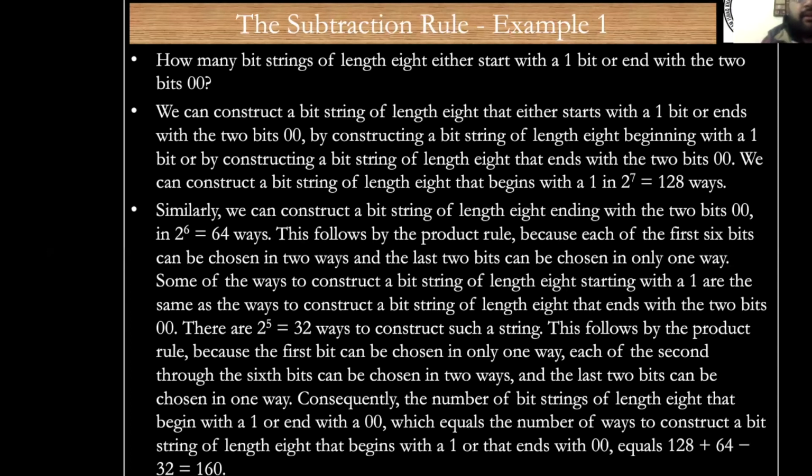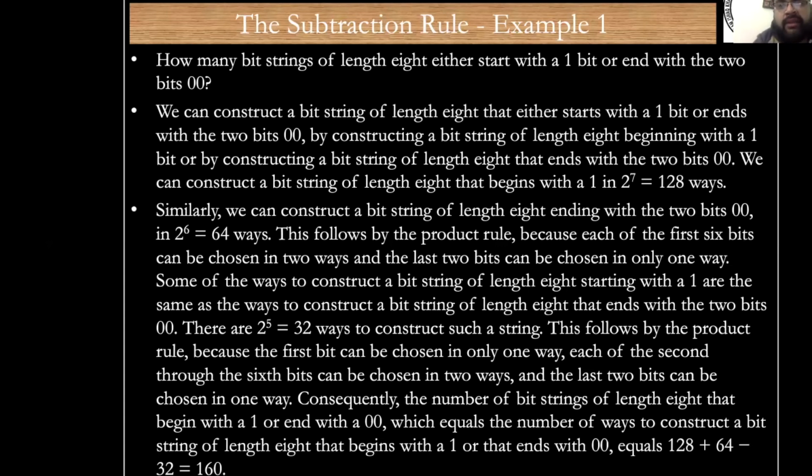If you start with 1 bit, you've got 2 raised to the power 7, which is equal to 128. If you end with the 2 zeros, you've got 2 raised to the power 6, which is 64. So you've got 128 plus 64 different options. But here's the problem. You need to take out the ones that have both, all those that start with 1 and end with the 2 bits 0 0. Those options are 2 raised to the power 5, which comes out to be 32. So in total, you add 128 plus 64 and subtract 32 to get 160 different options.